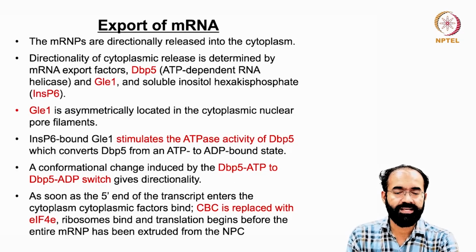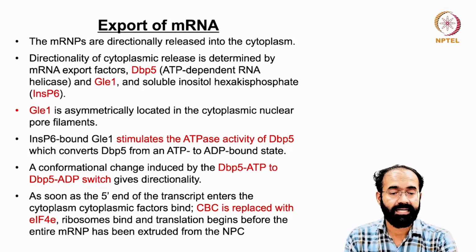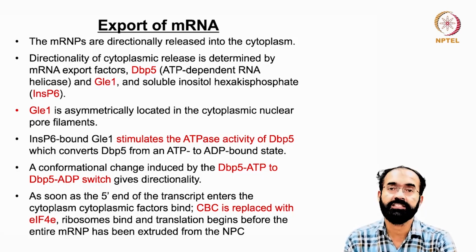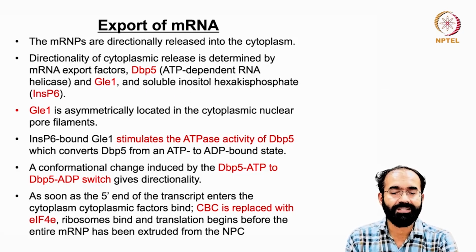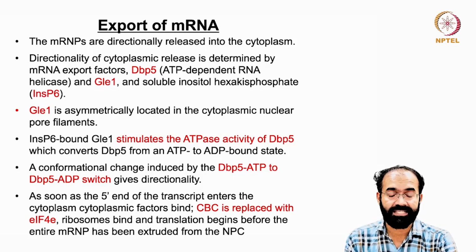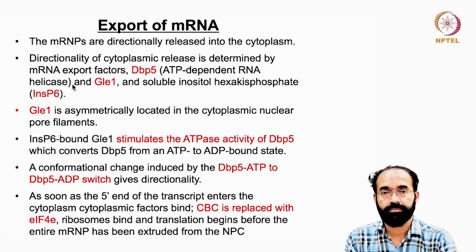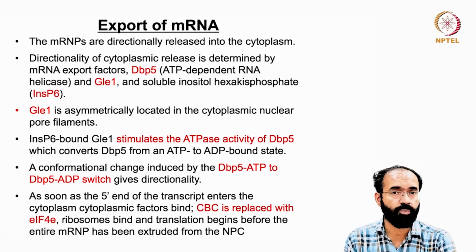Let us see stepwise the export of mRNA. The mRNPs are directionally released into the cytoplasm. That means it doesn't come from the cytoplasm to the nucleus. It is always nucleus to the cytoplasm. Directionality of cytoplasmic release is determined by mRNA export factors such as DBP5, which is an ATP dependent RNA helicase. You know the importance of helicase, because they have to maintain proper structure. If secondary structure tweaking of an mRNA is needed, helicase has to come into action.